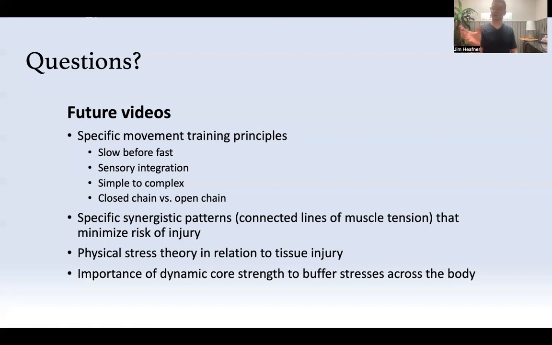And lastly, we're going to talk about the importance of core strength. Today, we talked about mechanical efficiency and bringing the core into the equation. The core is where your center of mass is at. So being strong and dynamic through your core will then allow you to buffer stresses that happen from proximal out distally.